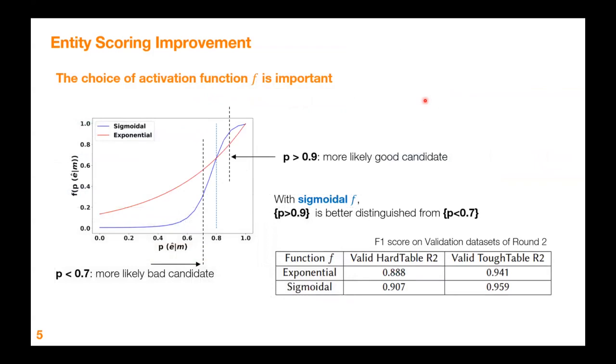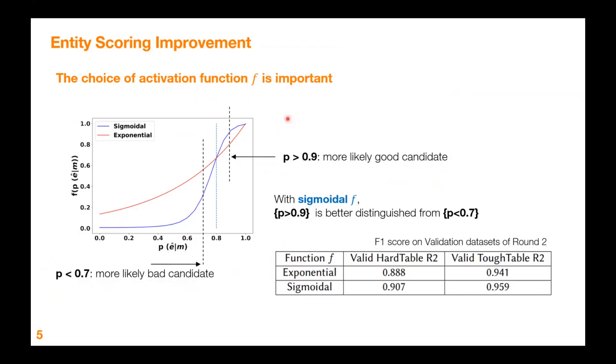We want to stress that the choice of activation function F is important. Our intuition is that a good activation function should distinguish well the high score and the low score. For example, entities of prior score higher than 0.9 are more likely good candidates, and entities of prior score lower than 0.7 are more likely bad candidates.